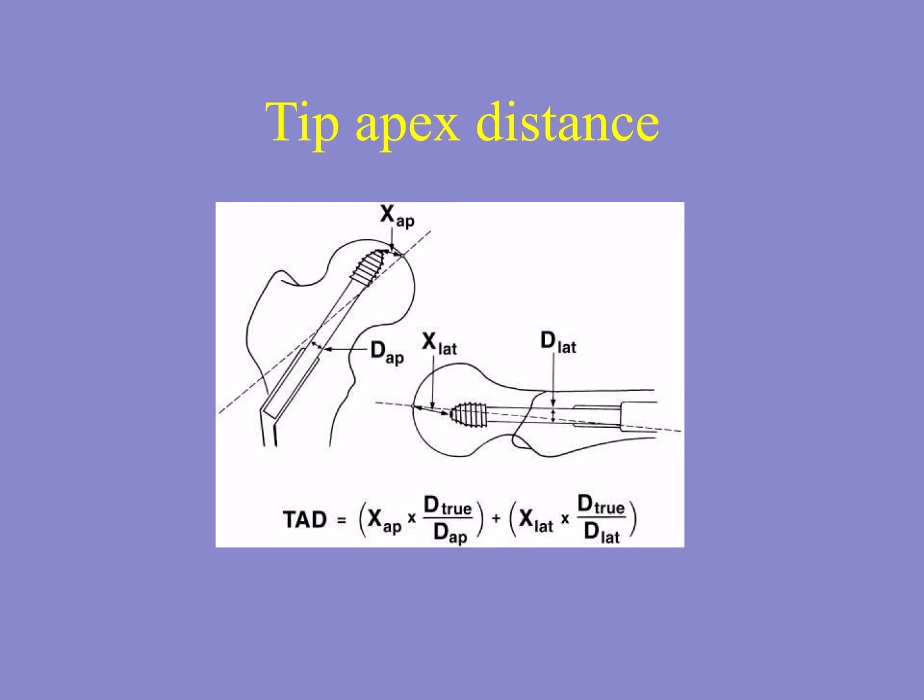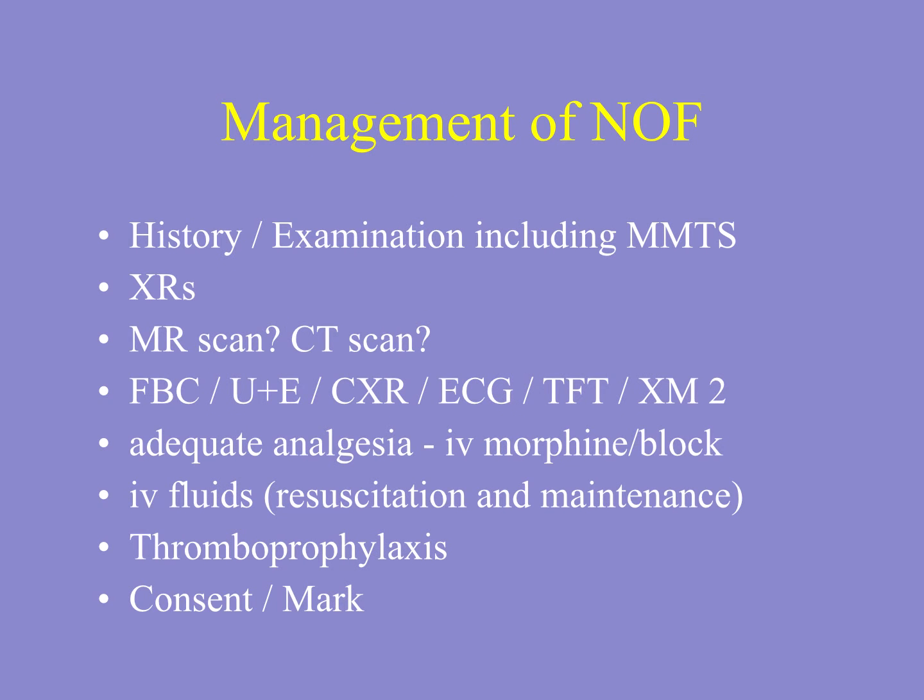In terms of clinical management, when you see a patient who has a suspected neck of femur fracture, you should take a history, including past medical history, and you should examine the patient, looking for the shortening in external rotation. You should include a mini mental test score, as this is an important prognosticator for patients with a neck of femur fracture. You should take x-rays, which should include an AP of the pelvis, a lateral of the affected side, and you should also include a chest x-ray.